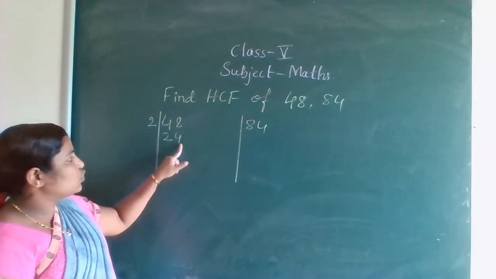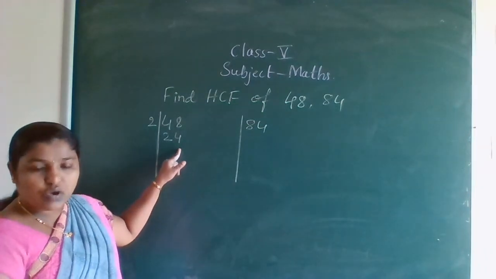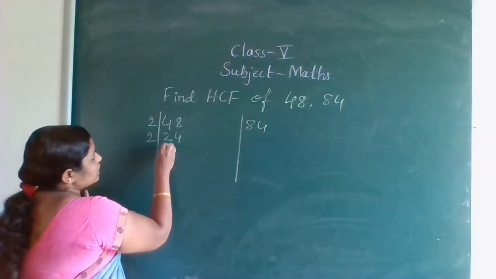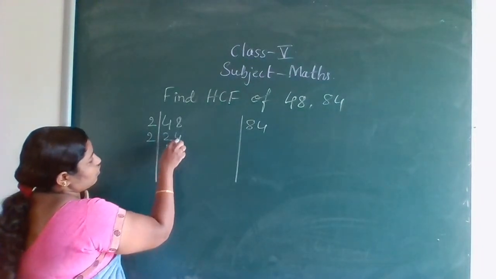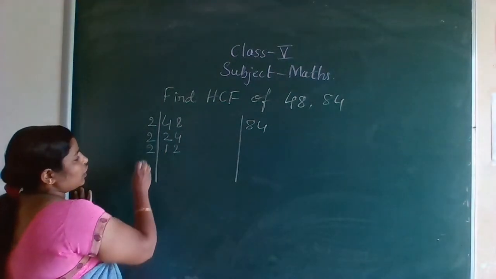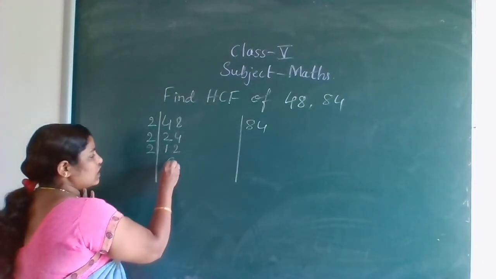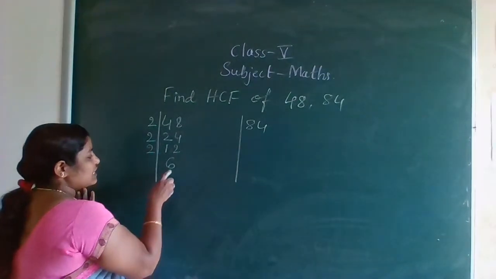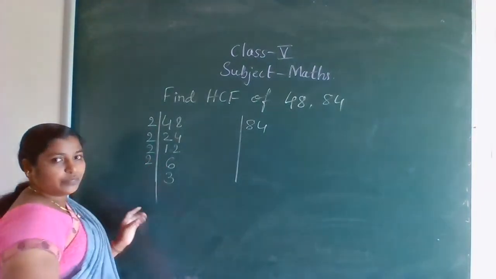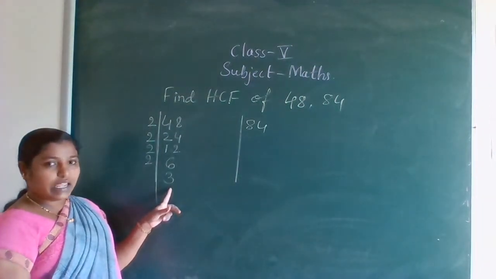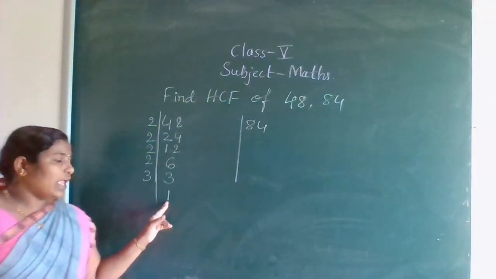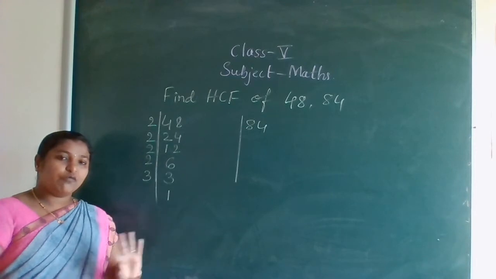Next, again you should see the ones place. This is 4, so again it is an even number. Again you take 2. 2 1s are 2, 2 2s are 4. Again the ones place is 2. Take 2 again. 2 6s are 12. Again 6 has come, an even number. Take 2 again. 2 3s are 6. Now this is an odd number. We can't take 2. You should take 3 now. 3 1s are 3. 1 has come, which means the problem is finished.